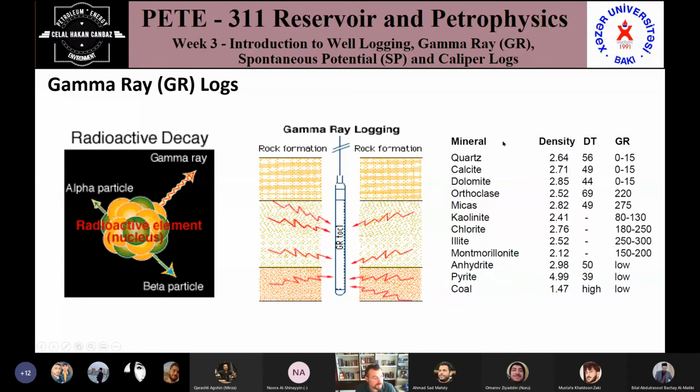Okay. So here, for example, for density, it calculates the density values indirectly, quantitatively, for quartz, calcite, dolomite, and other minerals. But here it gives you results directly by reading the emissions coming from the radioactive material. It gives you the gamma ray results. Okay, gamma ray readings.